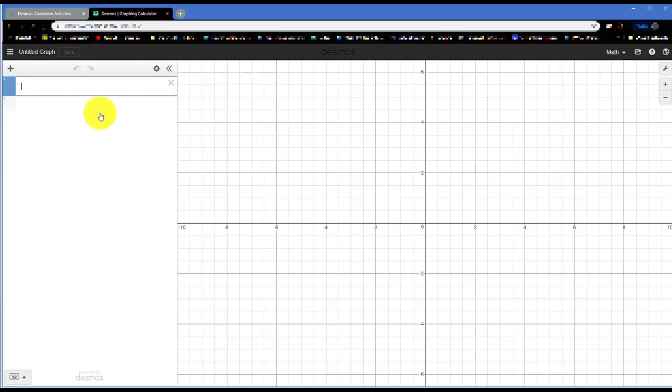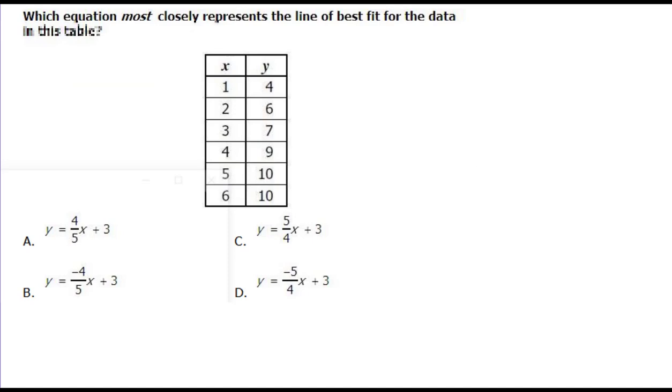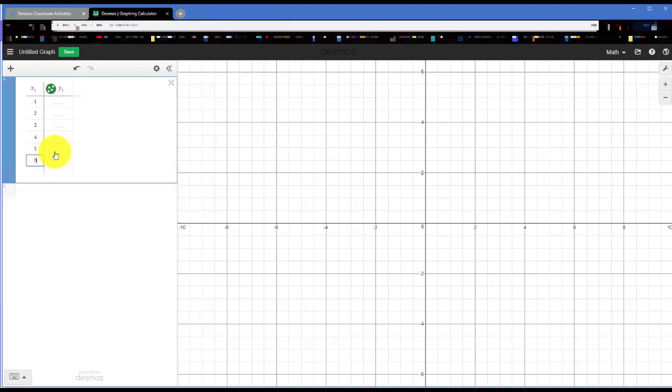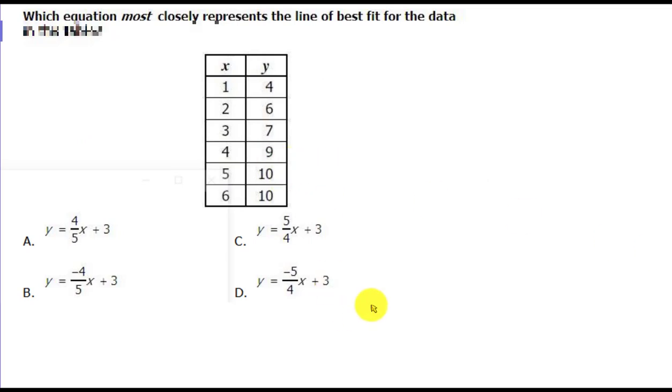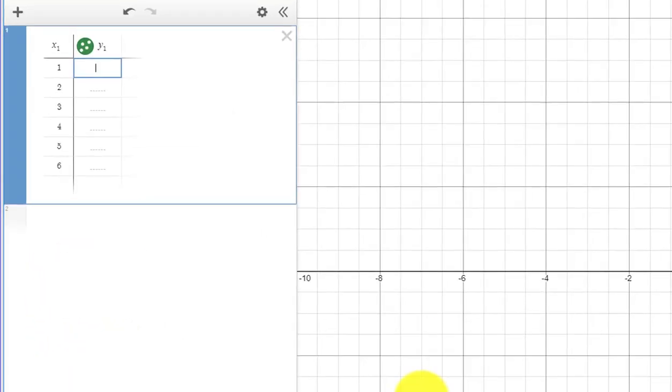Alright, first I'm going to type in the table, create our table. So x: 1, 2, 3, 4, 5, 6. And then the y should be 4, 6, 7, 9, 10, and then 10.